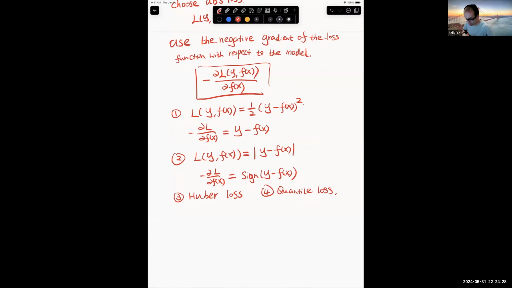But they might have other issues. For example, the gradient does not always exist, because if it's precisely equal to 0, then we have a problem.